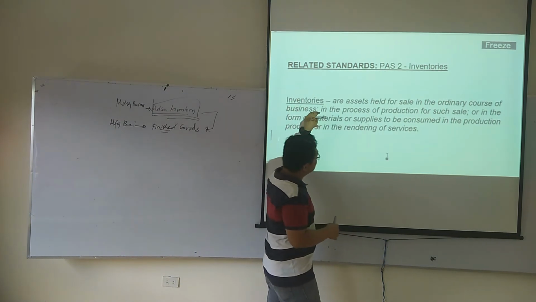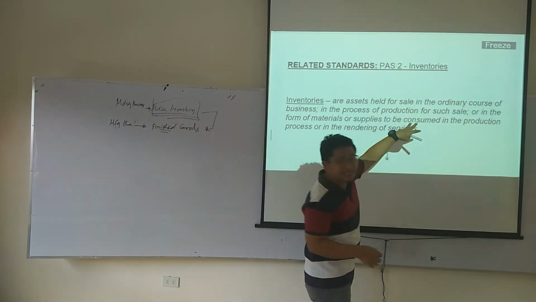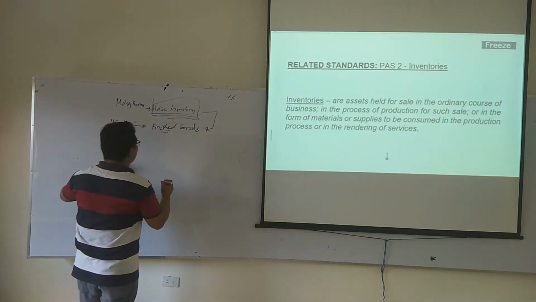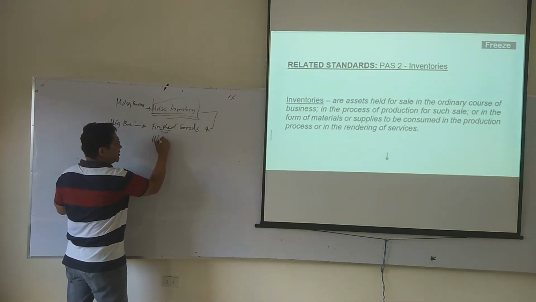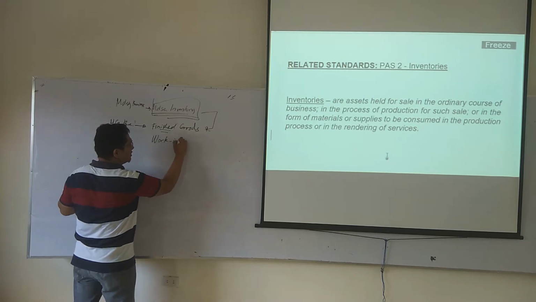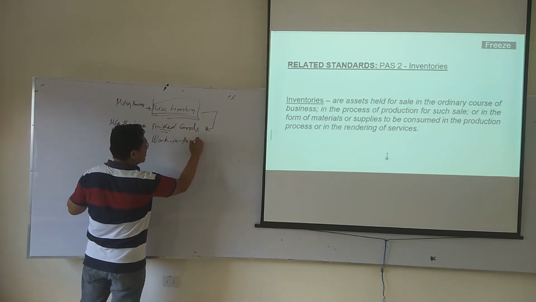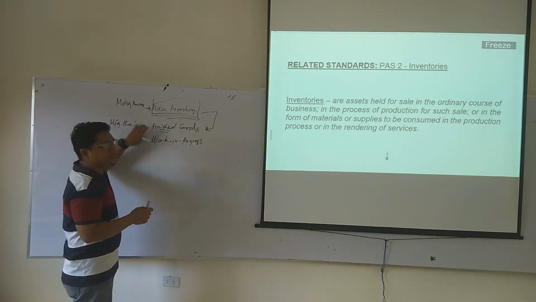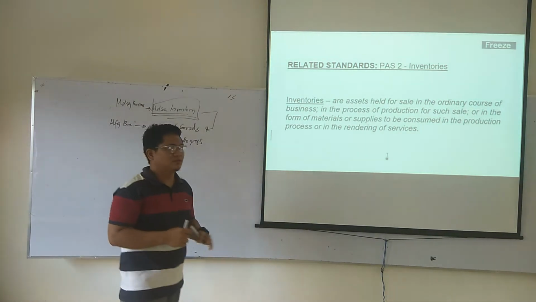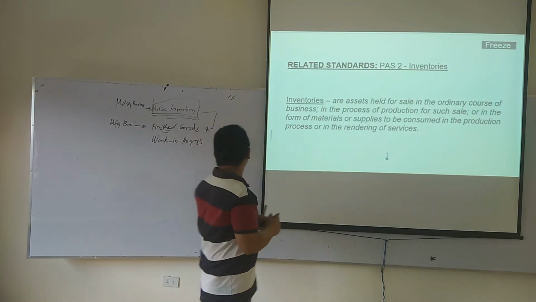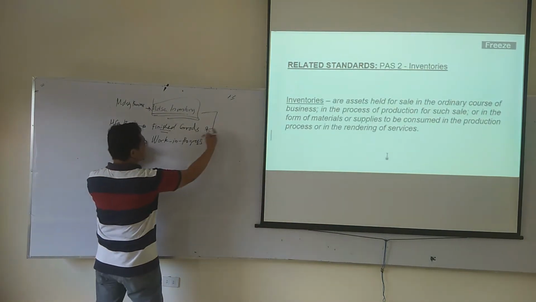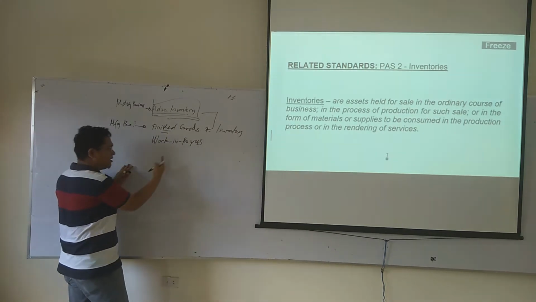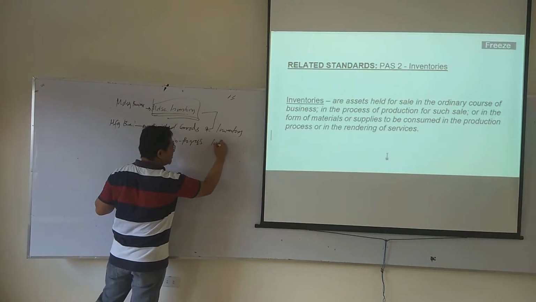inventories also include those in the process of production. In the process of production, meaning it includes work in progress. Work in process are unfinished goods. So the inventories also include work in progress. So you have finished goods inventory. You will see this in the balance sheet: finished goods inventory, WIP inventory.